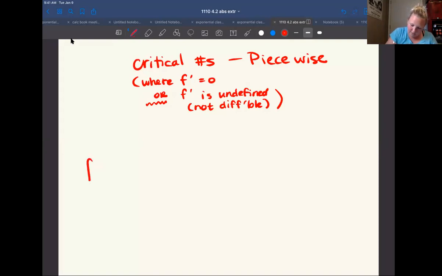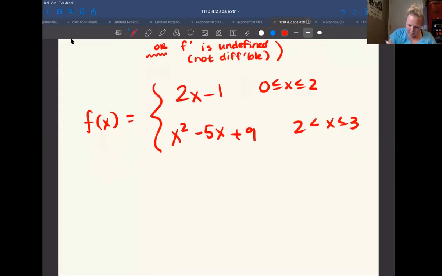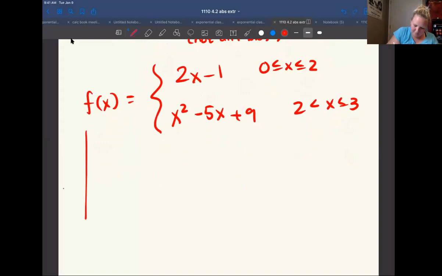So if we consider this piecewise: 2x minus 1, but only between 0 and 2, and then x squared minus 5x plus 9, but only between 2 and 3. So it's like a little piece of a line and a little piece of a parabola. And we can look at the graph if you want to. But I think, just so you know, this is what it looks like.